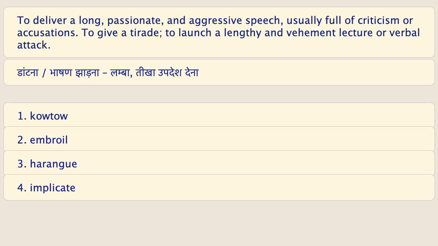At this point, let us analyze the options provided. Which of these words fits the given definition most appropriately? Kowtow, embroil, harangue, implicate.